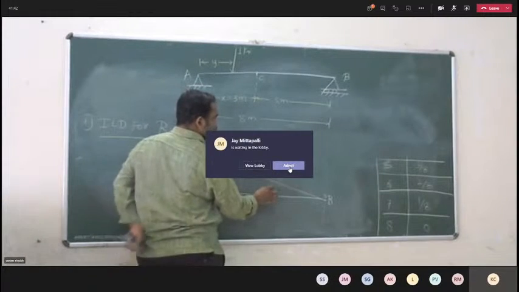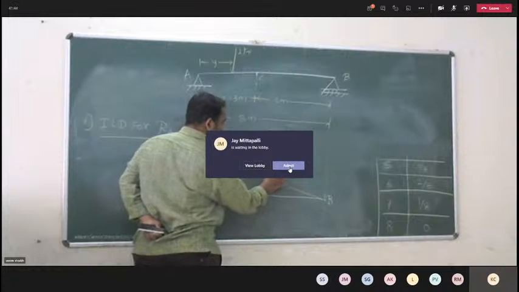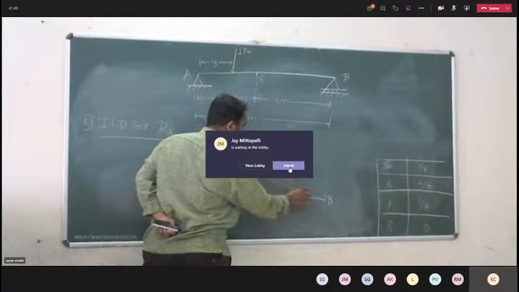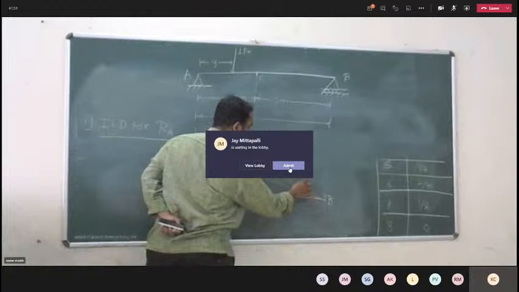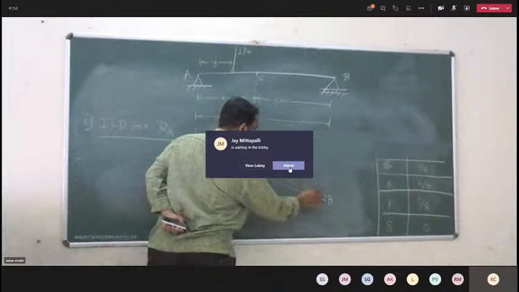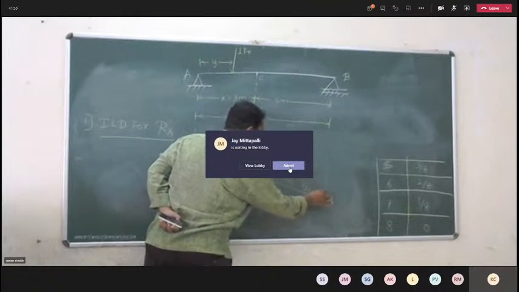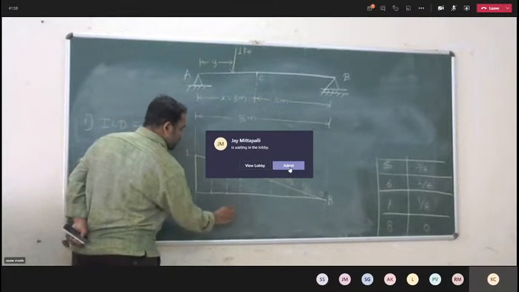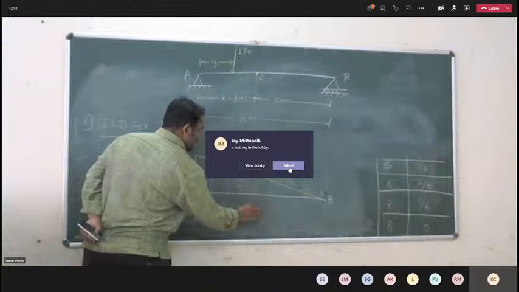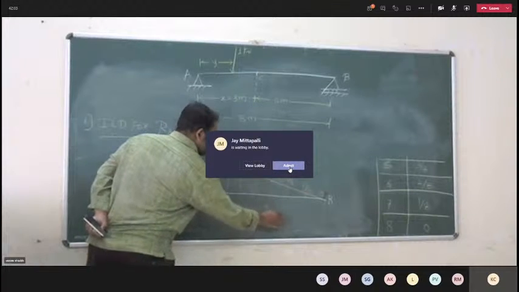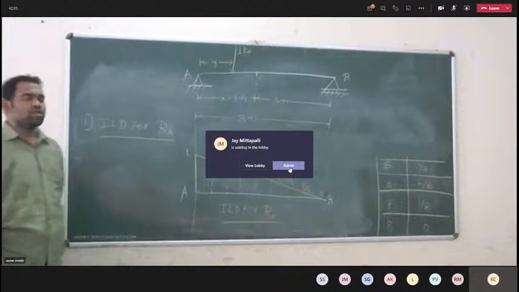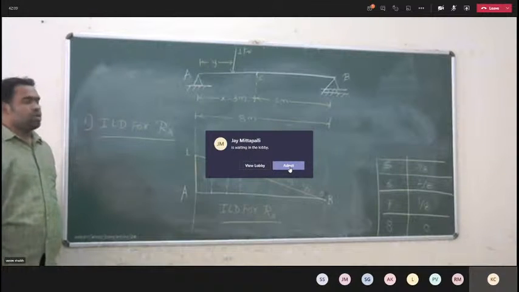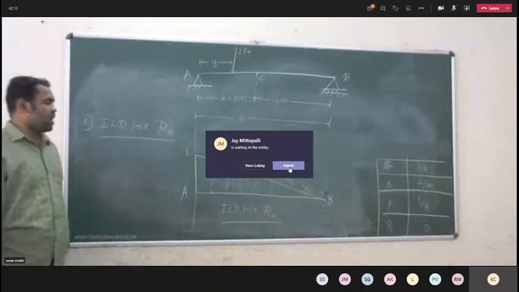Then at distance 5 meter it is 3 by 8. At a distance 6 meter it is 2 by 8. At a distance 7 meter it is 1 by 8. And at support B it is 0. So this is your ILD for reaction RA. Influence of the unit load over the reaction RA.